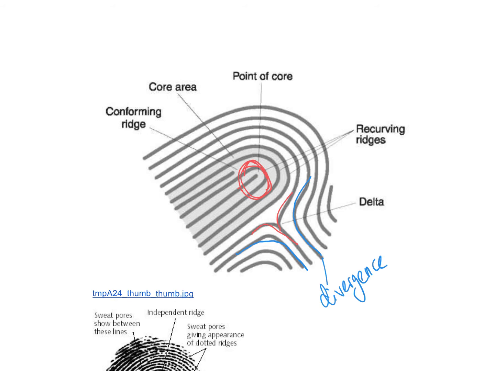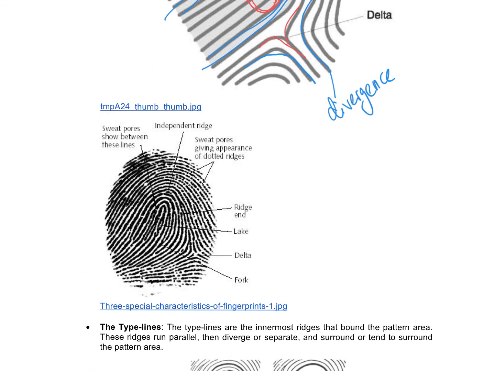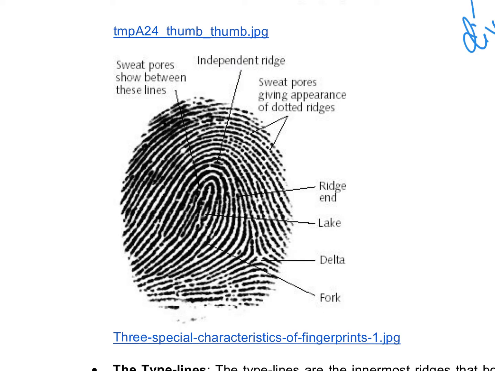Then all these are your recurring ridges. Okay, now let's move on. This is a typical thumbprint, a fingerprint. So you notice there's the fork here. One line branches into two, split into two branches. Then the ridge ends.